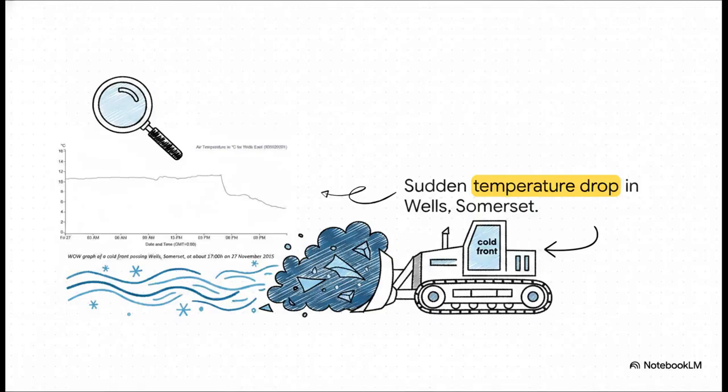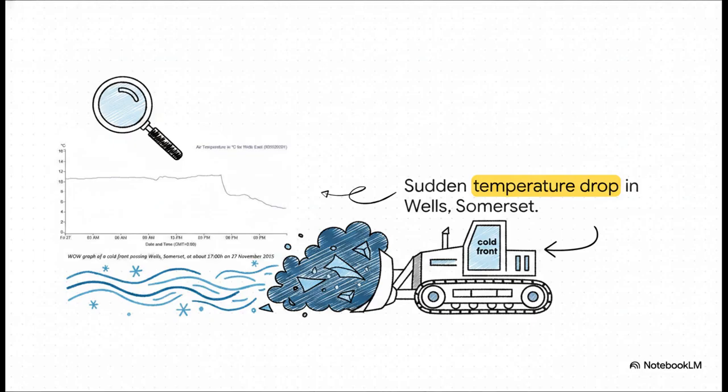All right, let's play detective for a second and look at some real-world data to prove just how aggressive this shift really is. We all know British weather is famously polite and mild. Well, until it isn't. This is an actual graph tracking the air temperature in Wells, Somerset back on November 27, 2015. You can clearly see the steady, mild temperature all day long, hovering pretty comfortably right around 11 degrees Celsius. But then, right at 1700 hours, or 5 p.m., look at that sudden, steep plunge. The temperature literally drops off a cliff in a matter of minutes.